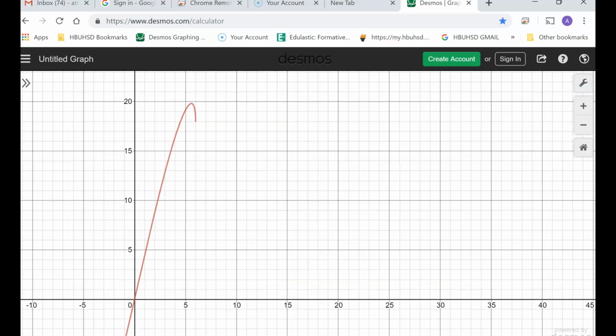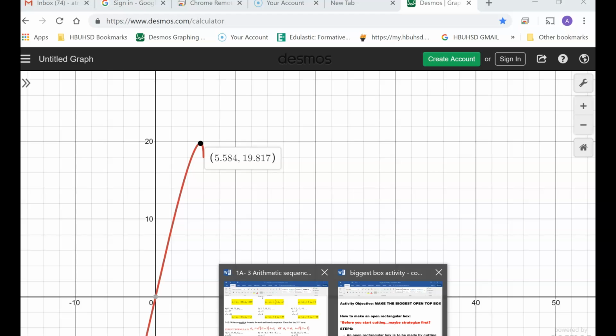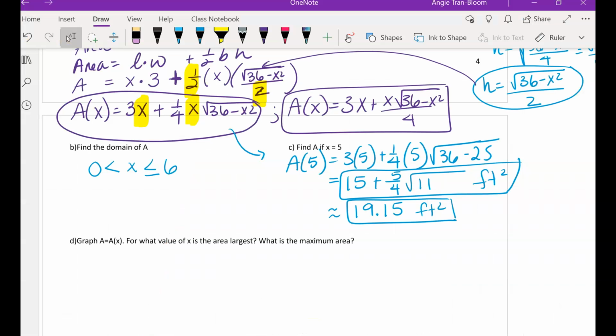As you can see, if I didn't zoom out, it looked like a line. Because we are looking for the largest area, there has to be some sort of curvature. So the largest area is going to be this point up here. Let's see what that is. The largest area is about 19.817 when x is 5.584. So based on the graphing, and yes, once you have your algebraic formula, you can just enter that into Desmos or a calculator and then find the maximum.